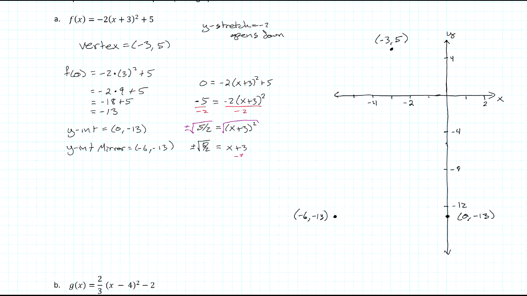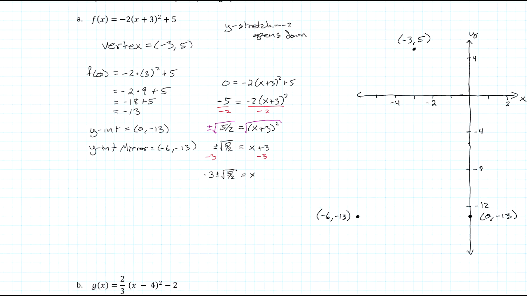We're going to subtract 3 from both sides. Pause the video if you need to. I know I feel like I might be going a little bit fast. It's going to be -3 plus or minus the square root of 5/2. See how I have that square root coming all the way down there? I want to completely cover up that 5/2. It's not just the square root of the 5 on top, it's of the whole fraction. This equals x.